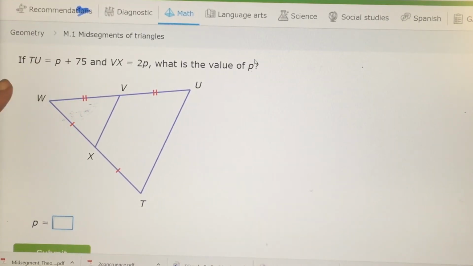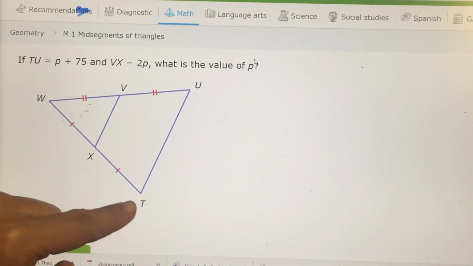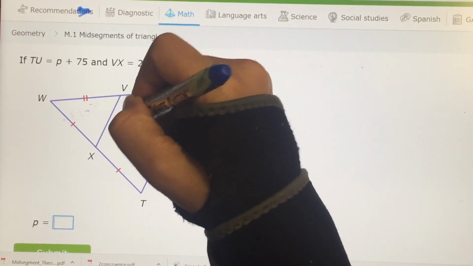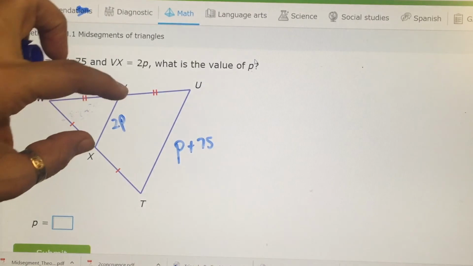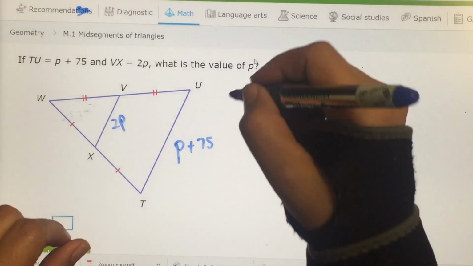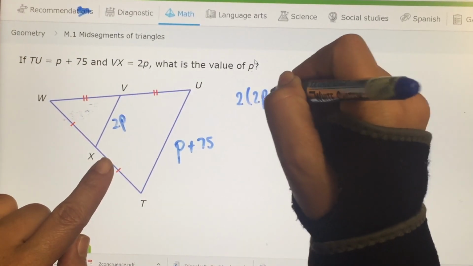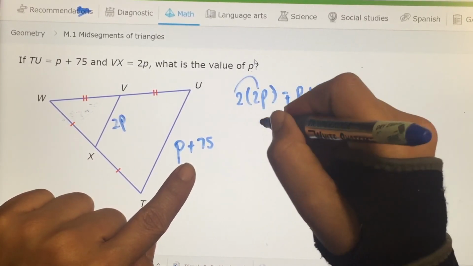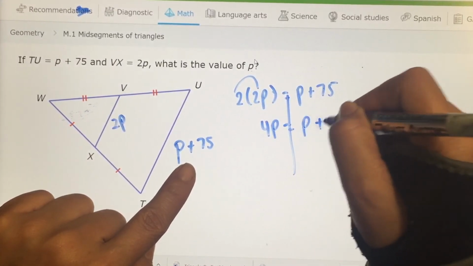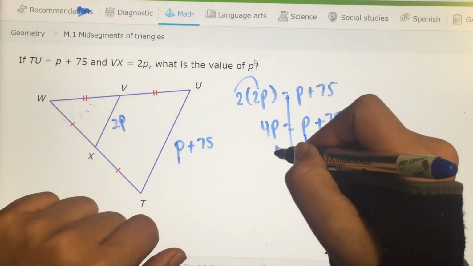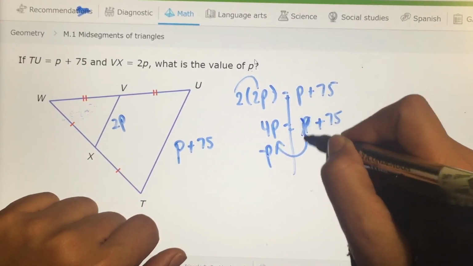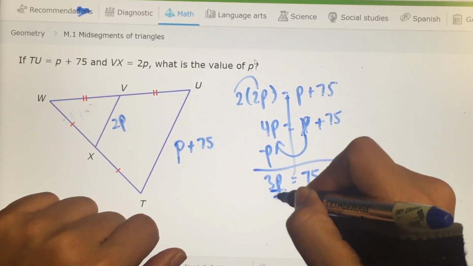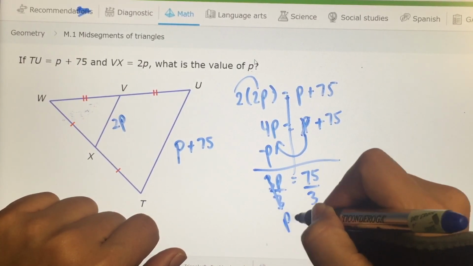TU is P plus 75. VX is 2P. So this times 2 is equal to this. So 2 times 2P is equal to P plus 75. Go ahead and get in the house. 4P is equal to P plus 75. Take P to the other side, so that's going to be negative P. So 3P is equal to 75. Divide both sides by 3, and P is equal to 25.